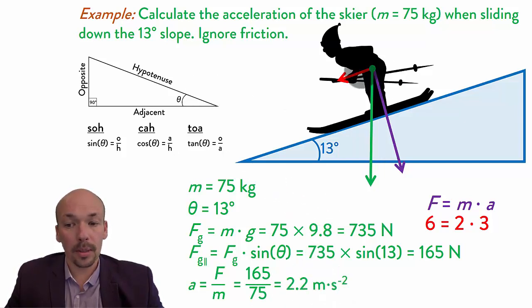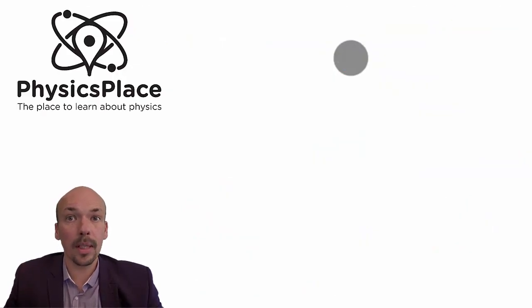So now you used the forces on a slope to calculate the force forward, and that you use to calculate the acceleration of this skier. That's it. You should now know how to work with forces on a slope, how to draw them, and how to calculate with them.